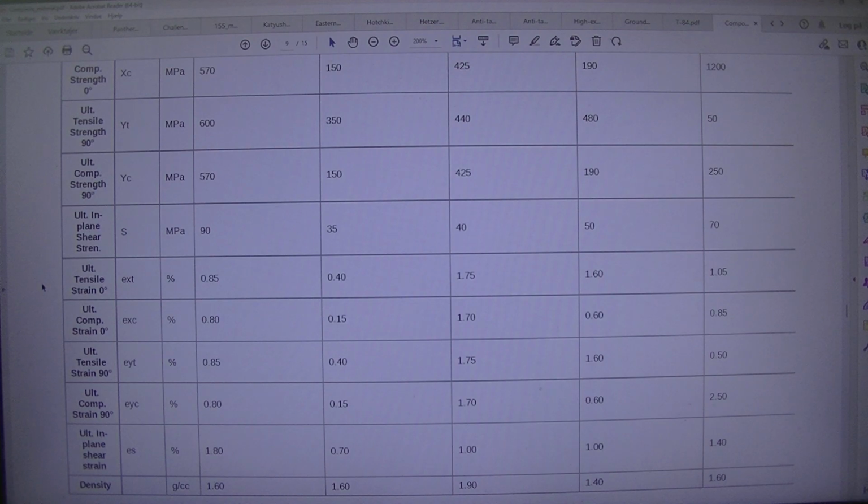90, 35, 40, 50, 70. Alt. Tensile strain 0 degree, extension percent: 0.85, 0.40, 1.75, 1.60, 1.05. Alt. Comp. strain 0 degree, percent: 0.80, 0.15, 0.70, 0.60, 0.85. Alt. Tensile strain 90 degree, percent: 0.85, 0.40, 1.75, 1.60, 0.50. Alt. Comp. strain 90 degree, percent: 0.80, 0.15, 1.70, 0.60, 2.50. Alt. In-plane shear strains, percent.